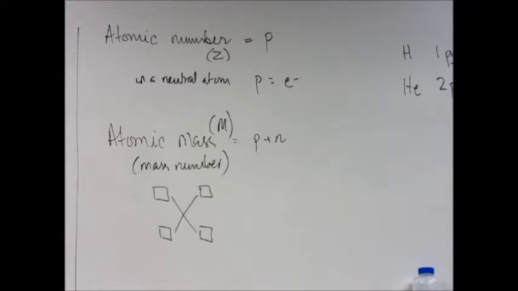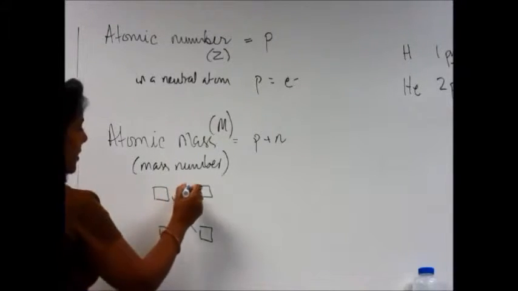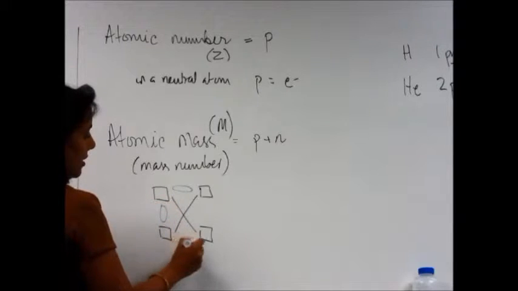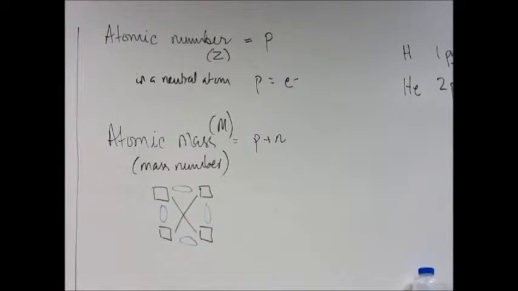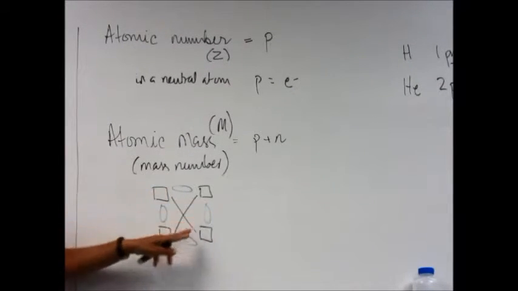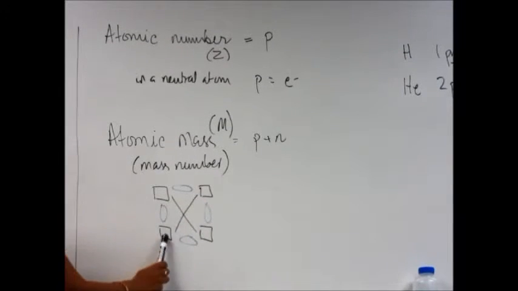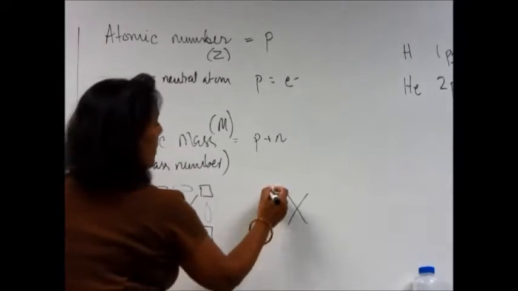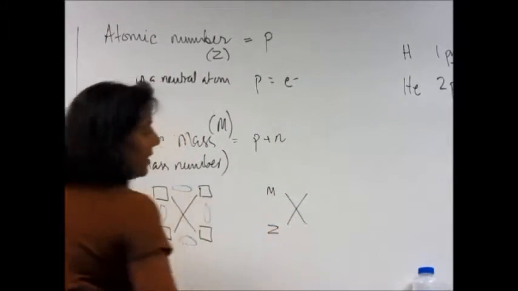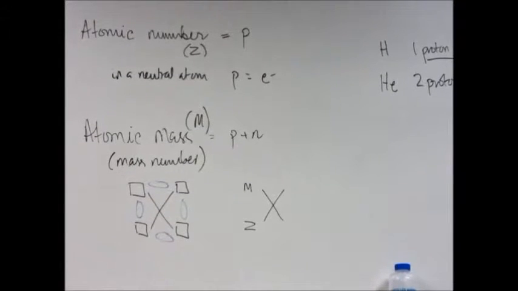The spaces on the sides, we leave for something different. Later on when we get to bonding, we're going to deal with these spaces. Right now, we're going to be dealing with the squares. Please make sure when you write all these things out, you write them properly. Let's say you have X as an element: the mass is written on the top, and the atomic number is written usually on the bottom.